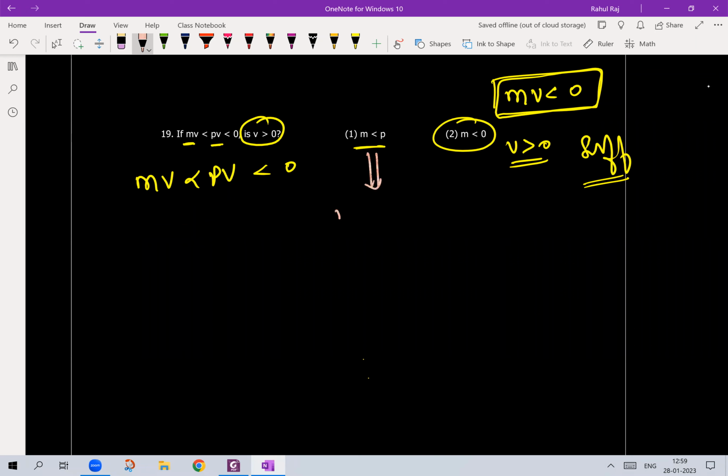Let's take when M and P are negative, positive. Let's take M is equal to 5 and P is equal to 10. Imagine M is less than P, 5 is less than 10, and let's say V is equal to minus 1. Now, when you have taken such numbers, see whether this information is satisfied or not, because you have to take such numbers where the information is satisfied.